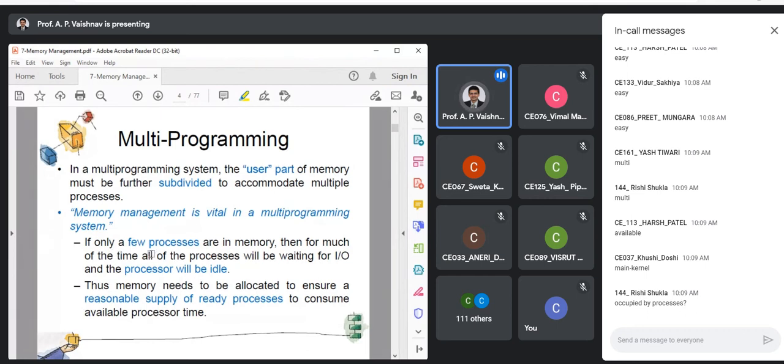If only a few processes are in main memory, then for much of the time, all the processes will be waiting for IO and the CPU will be idle. Are you clear up to this? If you have fewer processes, I'll repeat, suppose you have two processes only. Few equals 2, for example, and both of them are IO bound processes. I hope you remember that concept, IO bound and CPU bound. What is the difference between IO bound and CPU bound?